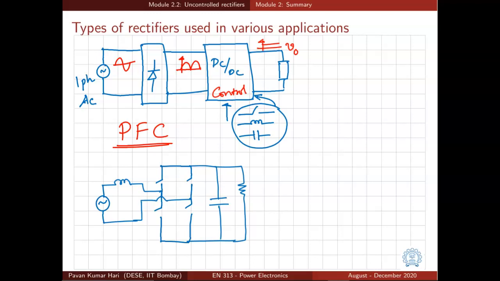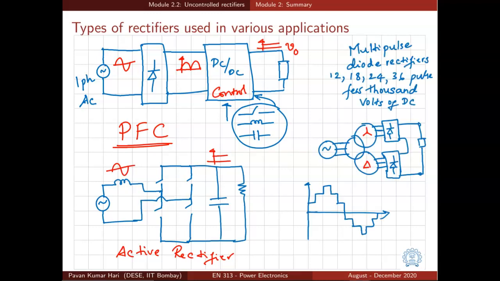Another possibility is something called an active rectifier. Active rectifier, which is shown here, is a simple bridge circuit with 4 fully controlled switches, and these switches are controlled in such a way that the input current is sinusoidal and the output voltage is purely DC.